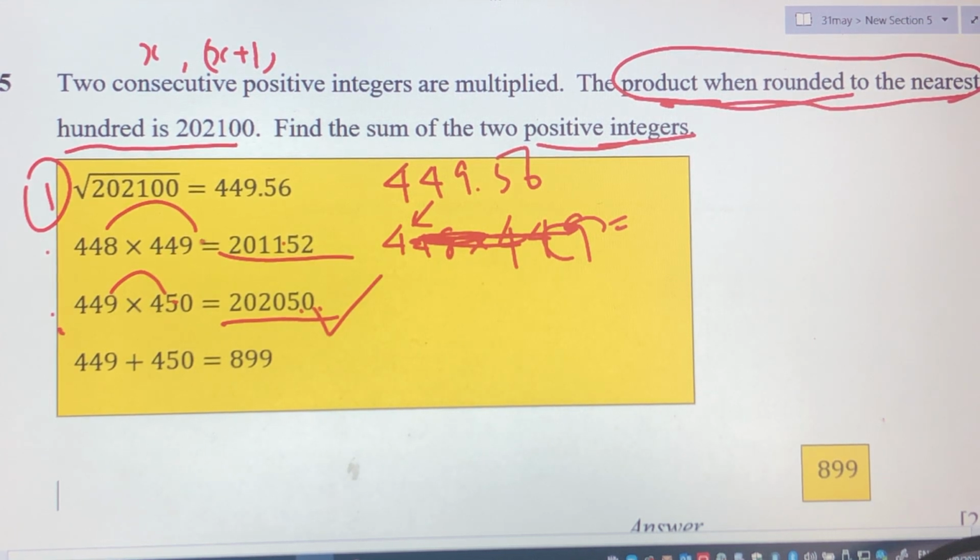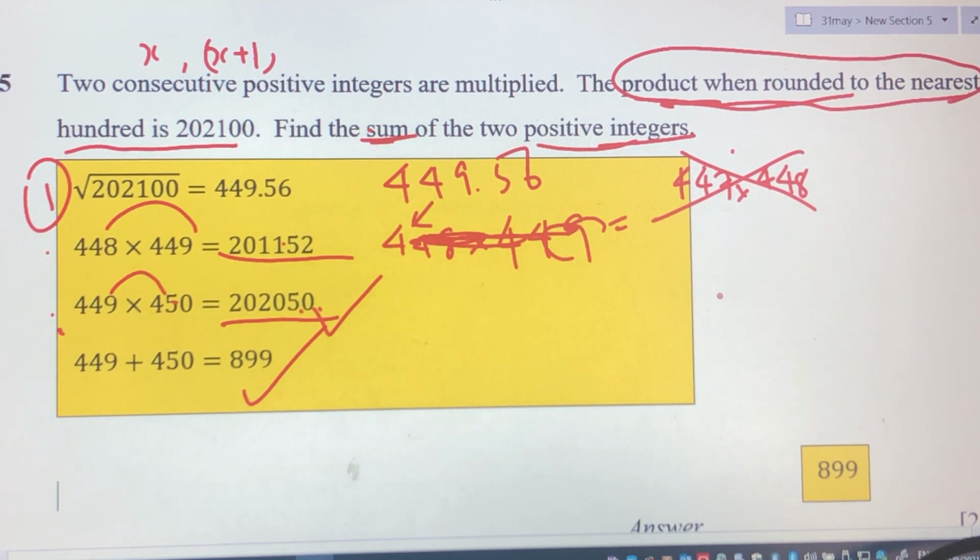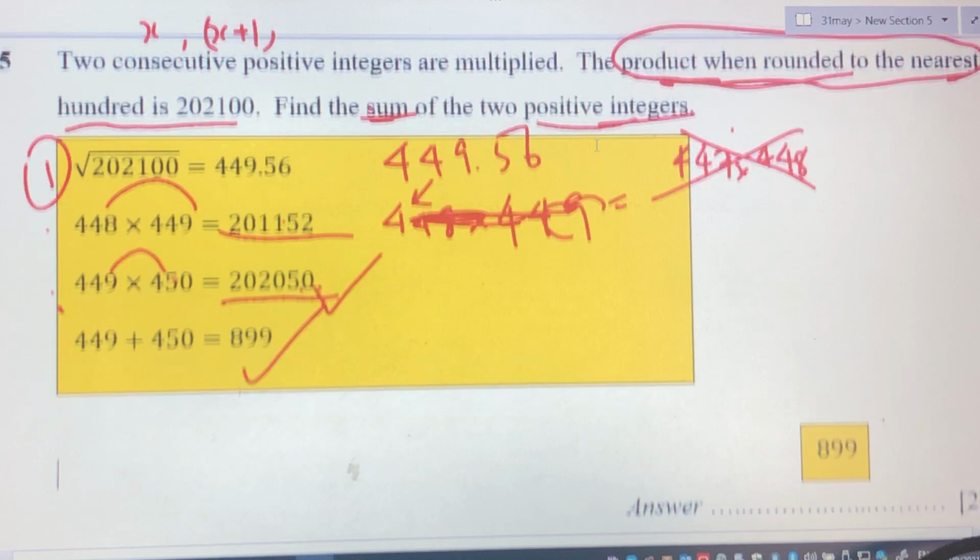If you want to try 447, 448 also can, but from this so-called square rooted value here, it doesn't imply to you that this is the answer, you see. Okay, you think about it and you know what I mean. So these are the two that they want the sum, so that's your answer. Okay, now we move on.